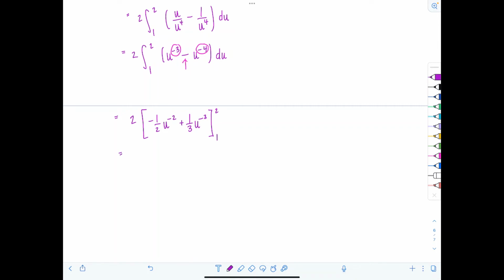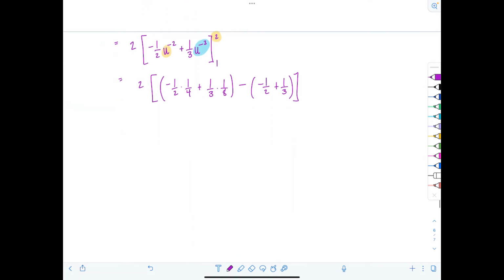Time to plug them in. So we've got 2 times the upper limit. We've got negative 1/2 times, I'm plugging in 2 for u. So 2 to the negative 2nd, that's 1 over 2 squared, that's 1/4. Plus 1/3 times, now plugging in 2 for u to the negative 3rd, that's going to be 1/8. Yeah, are you with me? Okay, minus, and then 1 is so easy to plug in. This is just going to be negative 1/2 plus 1/3.